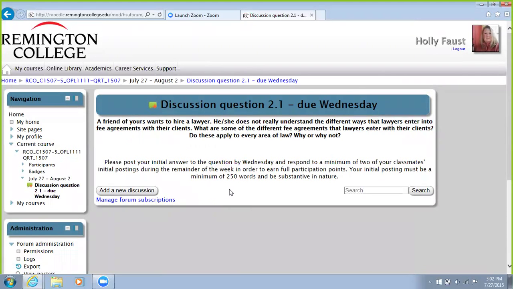A friend of yours wants to hire a lawyer, but he or she doesn't really understand the different ways that lawyers enter into fee agreements with their clients. What are some of the different fee agreements that lawyers enter into, and do these apply to every area of law? Why or why not? So this is your discussion board. Your main post should be at least 250 words or more, and then of course you need to reply to at least 2 of your classmates' postings.